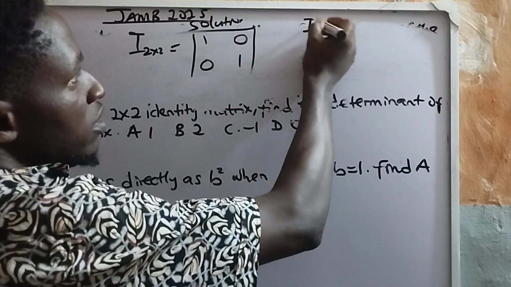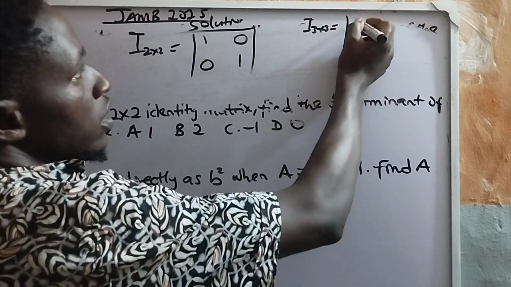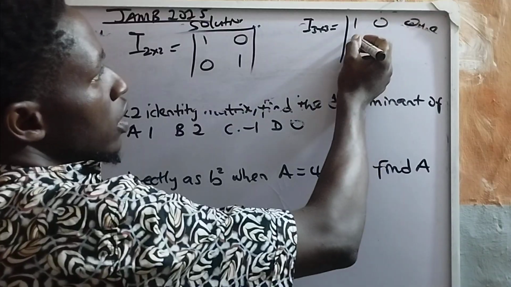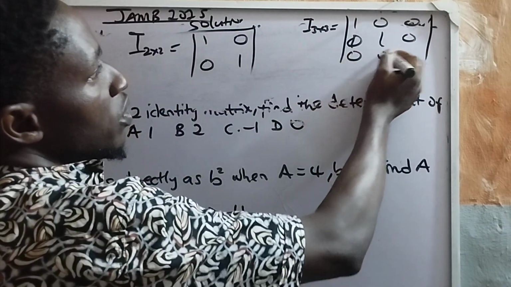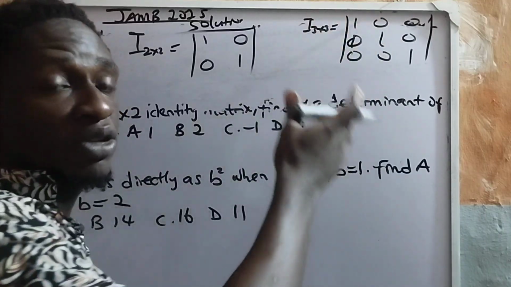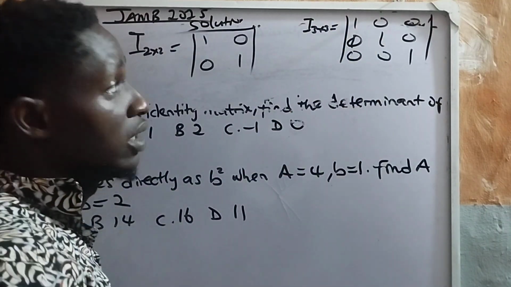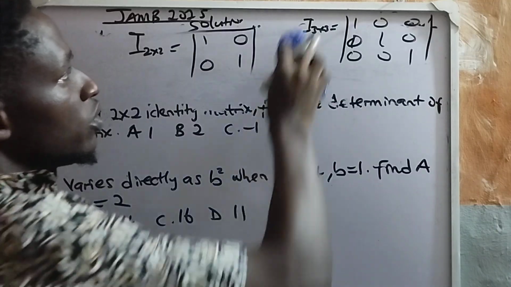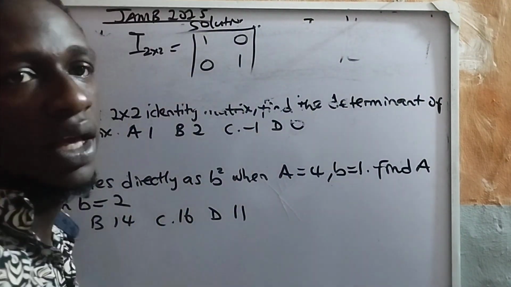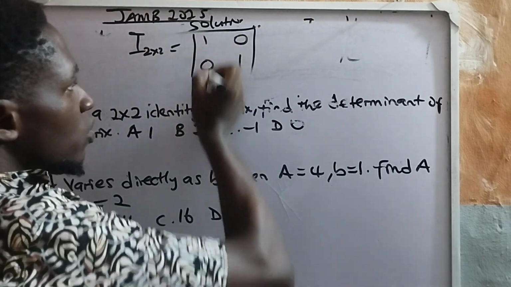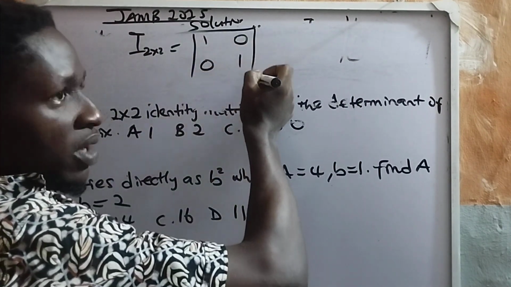The 3 by 3 identity matrix is 1, 0, 0, 0, 1, 0, then 0, 0, 1. You will see that it is grouped based on the x, the y, and the z axis. But in this 2 by 2, it is grouped based on the x and the y axis. So here x is 1, y is 0. The same thing happens here.